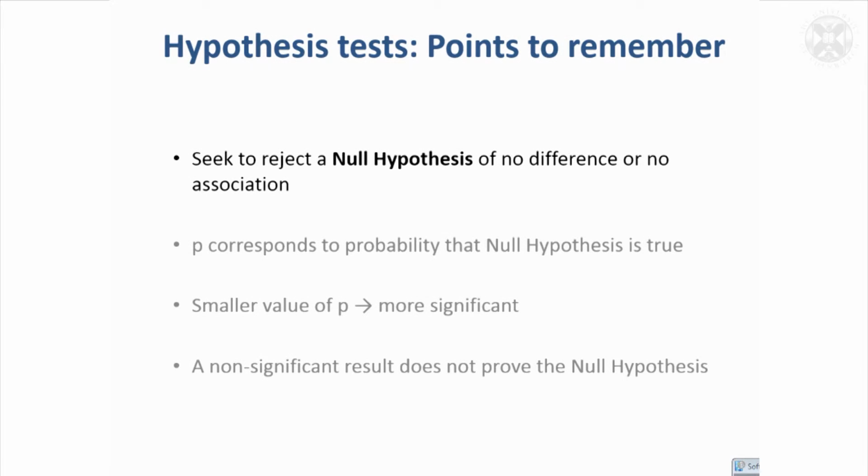You're seeking to set a null hypothesis and to reject that to show statistical significance. The p-value is the probability that the null hypothesis is true. That's what it's actually measuring. And the smaller the p-value, the more significant you would say the result is. Don't automatically assume that a non-significant result proves the null hypothesis, proves that your groups are the same.